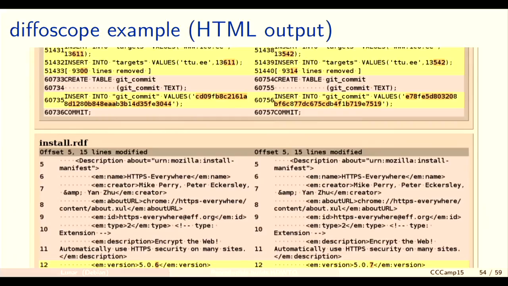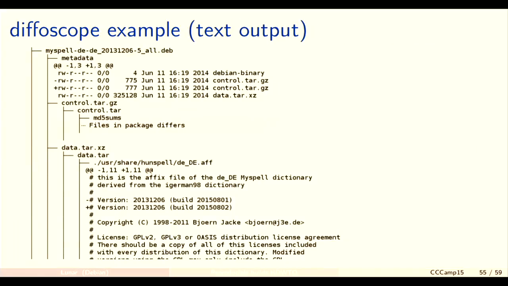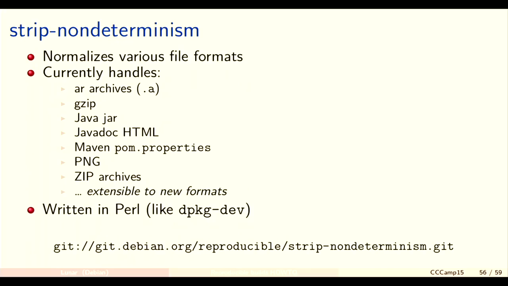That's HTML output, but you've seen some of them already. That's the text output. So it's a tree, because it does things recursively. Another tool that we came up with in Debian is called strip-nondeterminism, which normalizes various file formats like AR archives, like static libraries, gzip, jar, javadoc HTML, Maven POM properties, PNG, zip. That's the example I gave earlier.